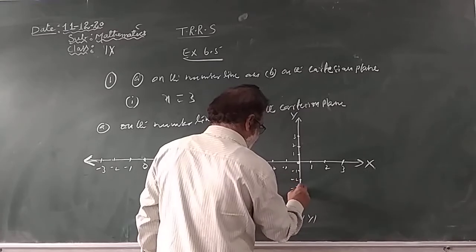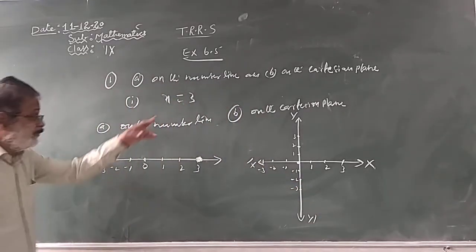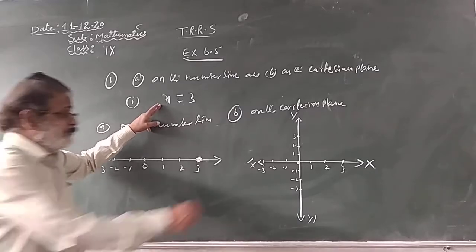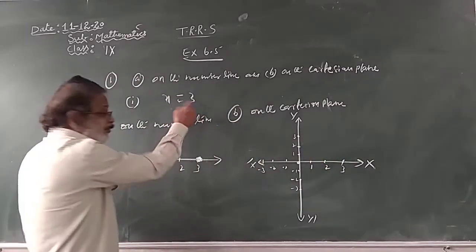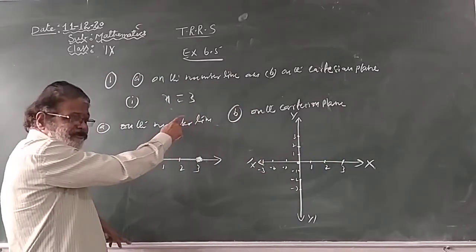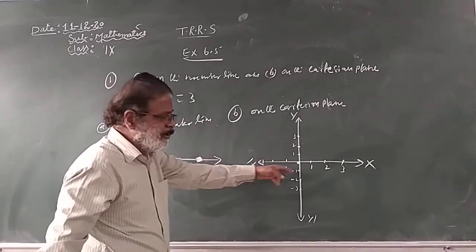Minus 1, minus 2. This is the Cartesian plane. What is the value? x equal to 3. The line passes through x equal to 3. The value 3 is positive. A positive x value is on the right side of the origin.